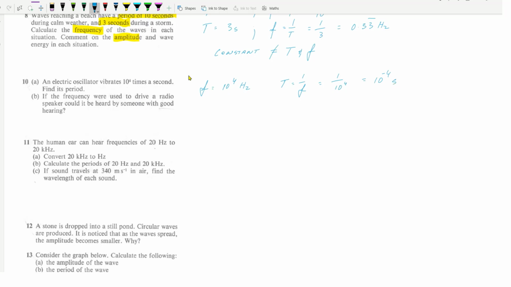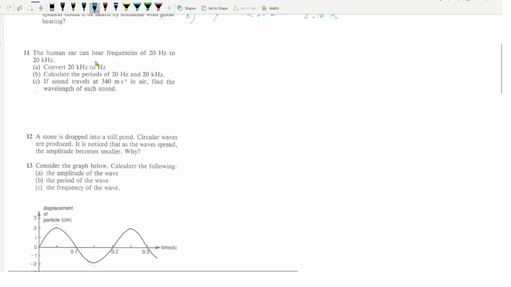Now 10,000 oscillations per second, one would expect it's a very small time period. If the frequency was used to drive a radio speaker, could it be heard with someone with good hearing? Okay, so for this one here, the answer is yes, because the value is actually less than 20 kilohertz, which is the same as 2 times 10 to the power 4 hertz. A human ear can hear frequencies 20 hertz to 20 kilohertz.